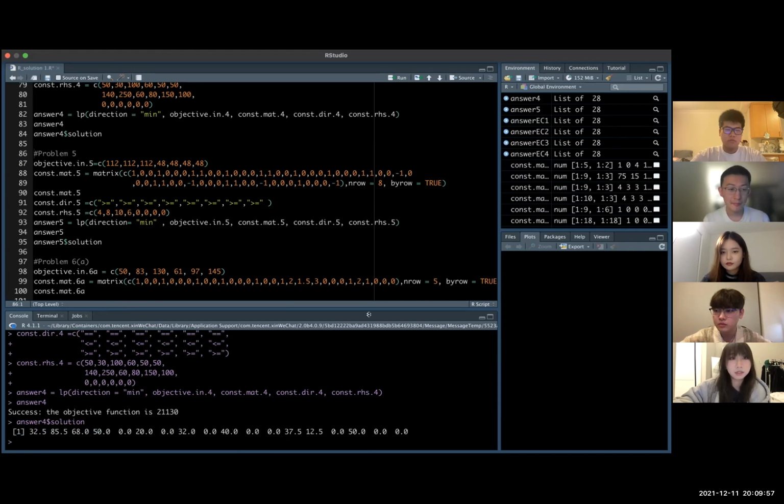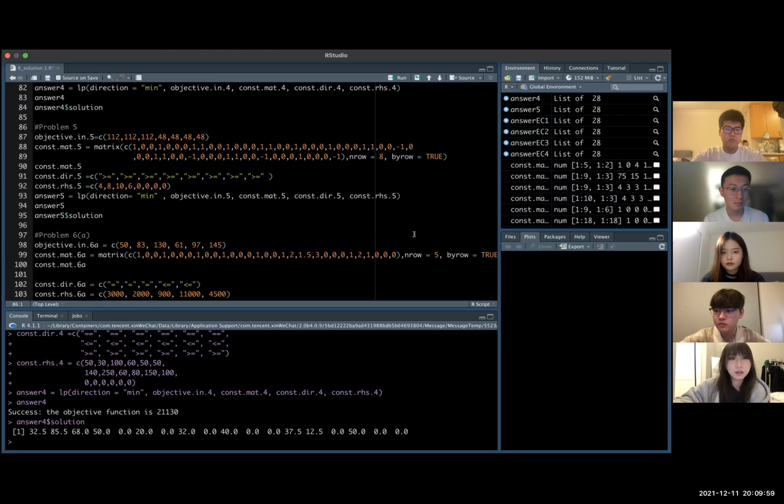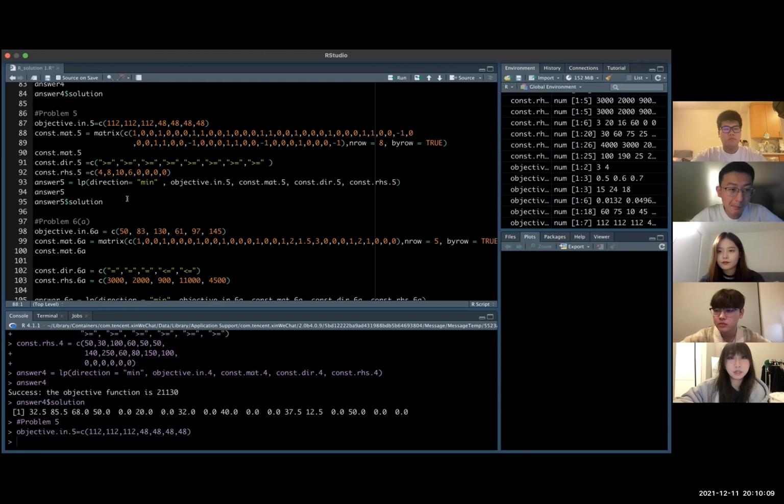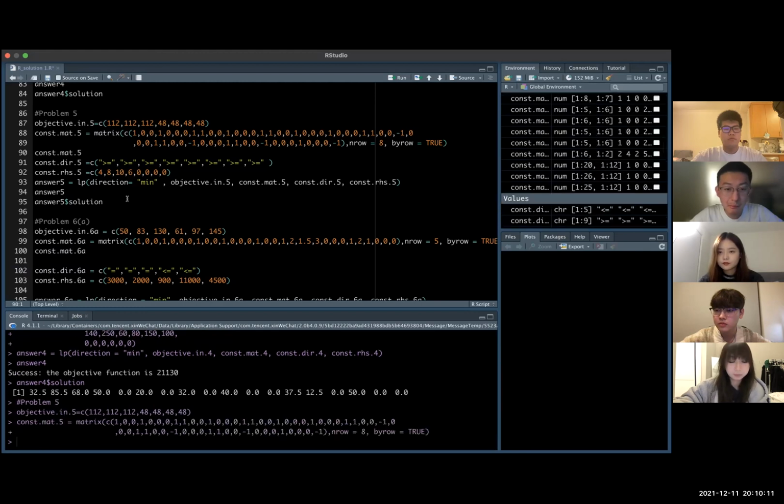For the next question, which is question 5, this problem is about determining how many full-time and part-time employees to hire to get to a minimum cost staffing plan. We have 3 kinds of full-time workers and 4 kinds of part-time workers. And we simply name them FT1, FT2, FT3.